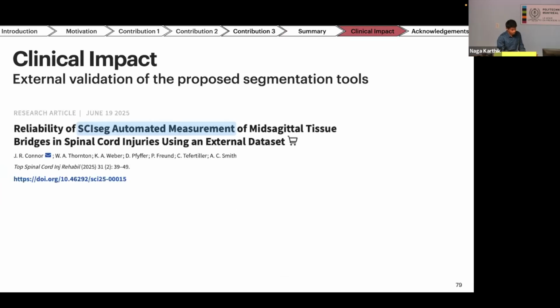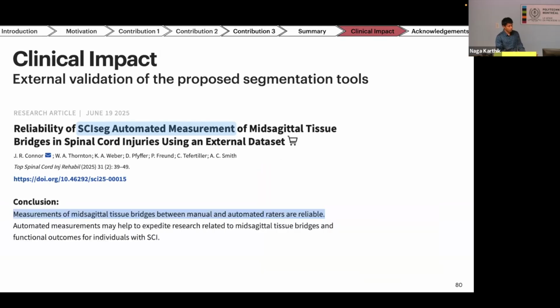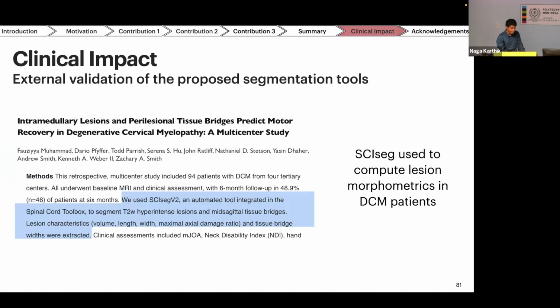And it was also interesting to see external validation of the segmentation tools. For example, this study used SCIseg to measure mid-sagittal tissue bridges. So once we have the segmentation of the lesion, we can compute the width of the tissue that is adjacent to the lesion. And this is also an indicator of recovery in SCI patients. And this can be automatically computed now with SCIseg. And what they found is that the segmentations from the model are reliable compared to what was obtained with manual segmentations. This work also used SCIseg, but on a different cohort of DCM patients to compute lesion morphometrics.